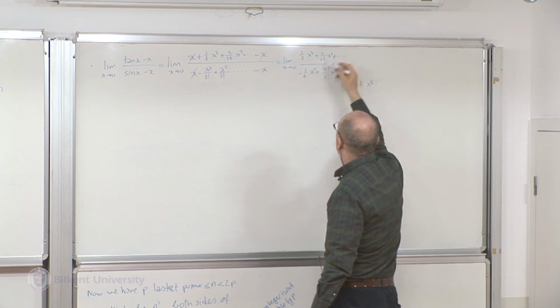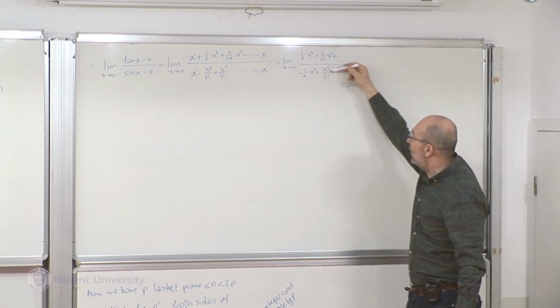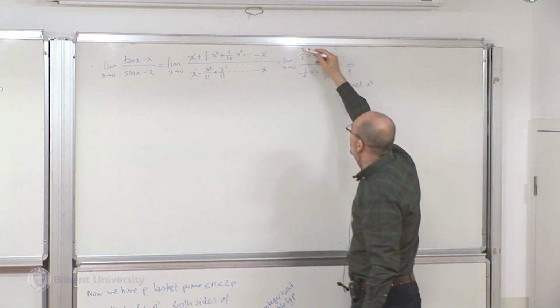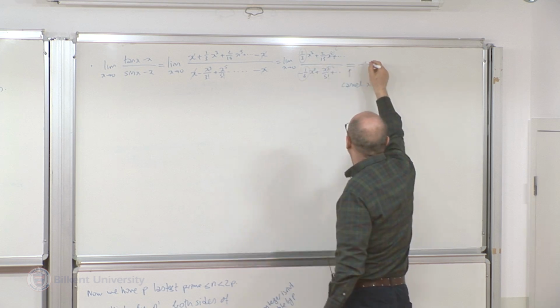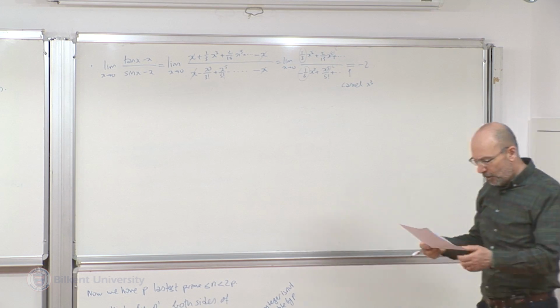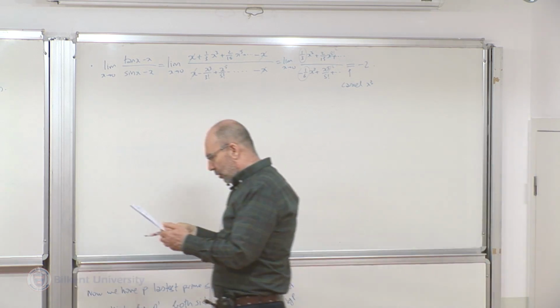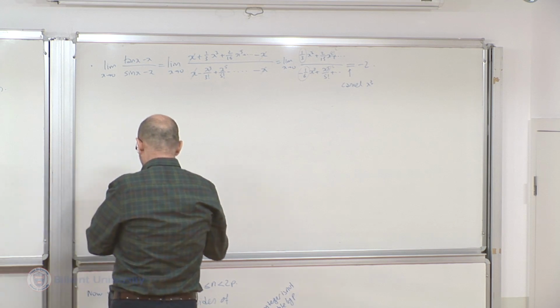Then these cancel, and here you have 2, here you have 2. So all of them now have x in them. All of them here have x in them. The only things, numbers, are these things. So this is minus 2, right? Minus 2. After you cancel this. Okay, so let's do another one.